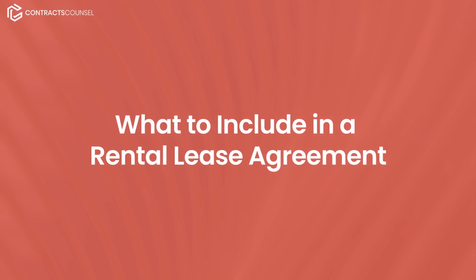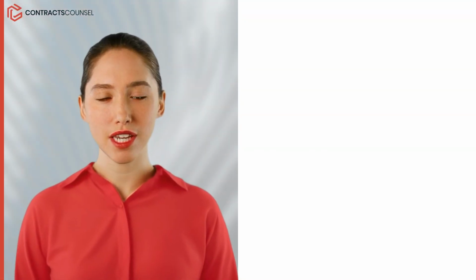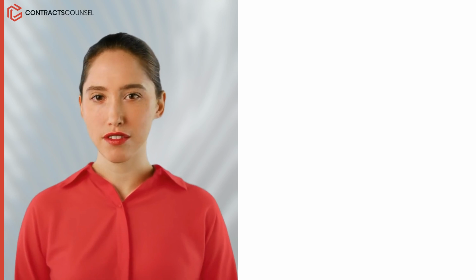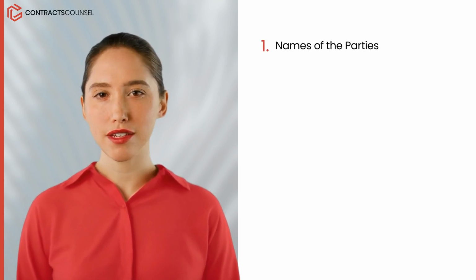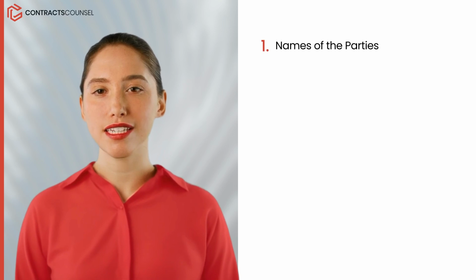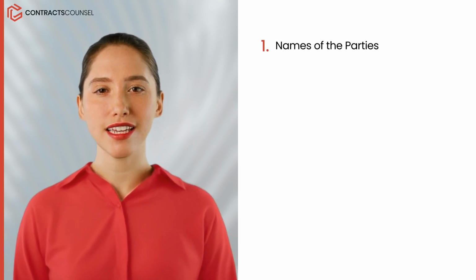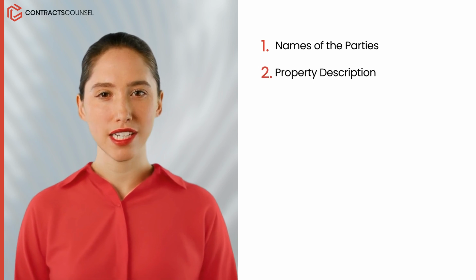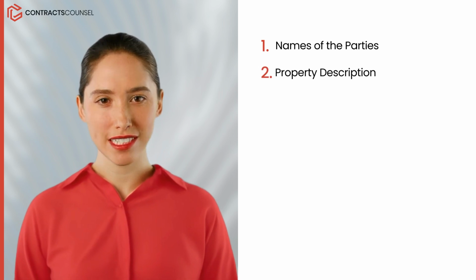What to include in a rental lease agreement? There are common terms used in rental lease agreements. Here are some you will find. 1. Names of the parties. The agreement includes the names of the landlord and the tenant. 2. Property description. This describes the rental property, including the address and any specific details.